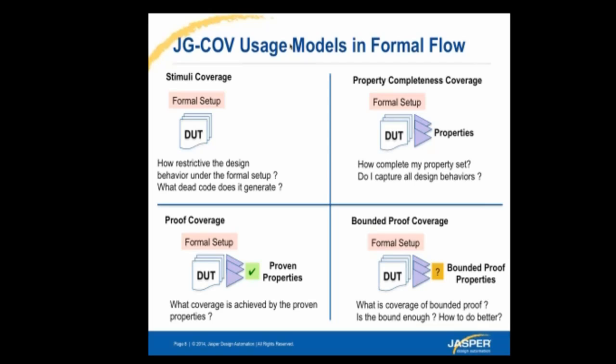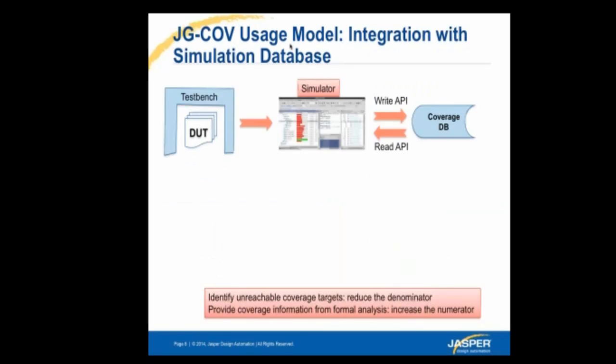Assume I get a bound of 55, or let's say 100, of that property, but I don't have a convergence or full proof. What does it mean? Is that bound enough? If not, how do I want to improve the bound? How do I want to get a full proof based on this coverage analysis and debug? So basically, these are the four questions concerning the formal flow that we try to address in this.